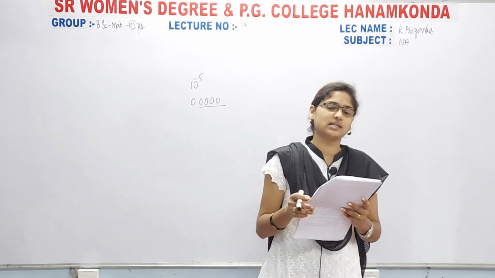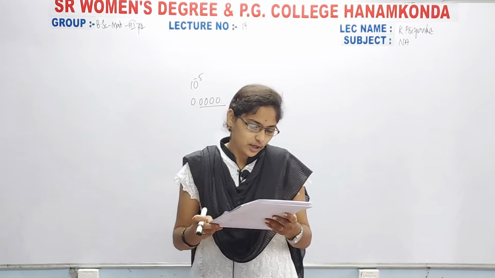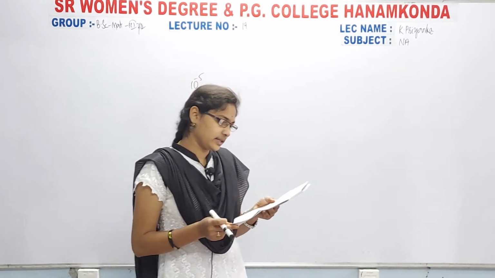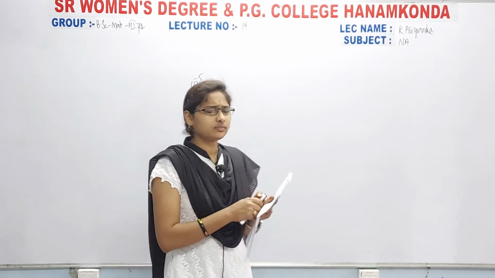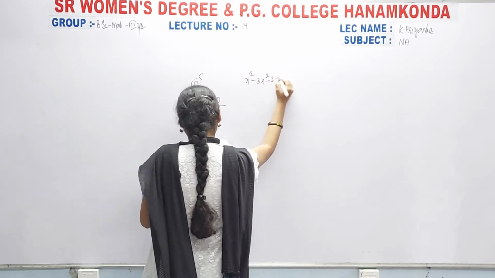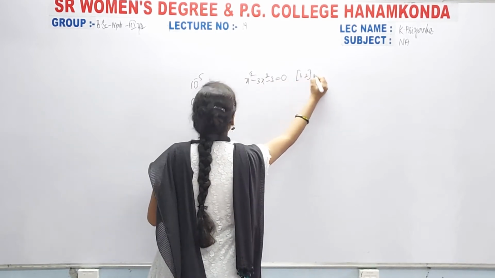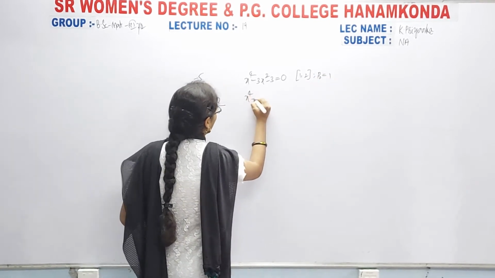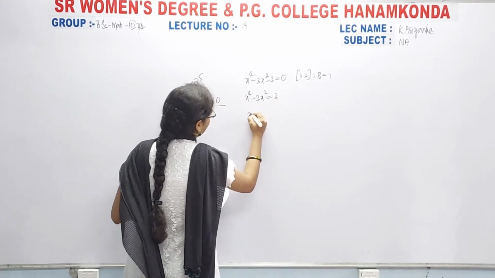Next, the question is to use algebraic manipulation to show that each of the following functions has a fixed point. Already I discussed this problem, the fourth problem. Next, use the fixed point iteration method to determine a solution accurate to within 10 to the power of minus 2 for x power 4 minus 3x square minus 3 equal to 0 on [1, 2], and they mention that P0 is equal to 1. For the fixed point iteration, first of all we take x power 4 minus 3x square minus 3. Already I said this, I gave you the hint.